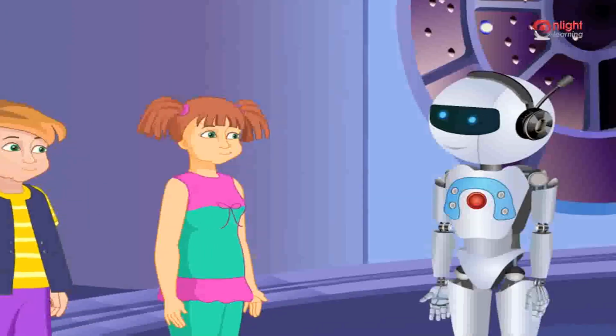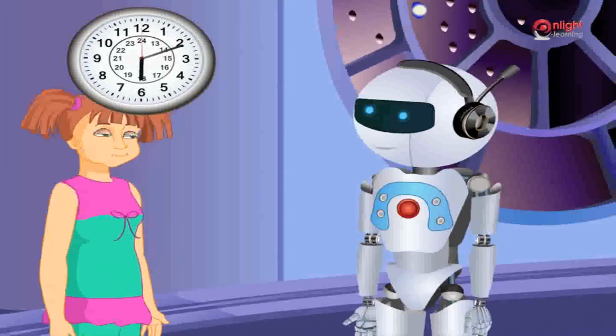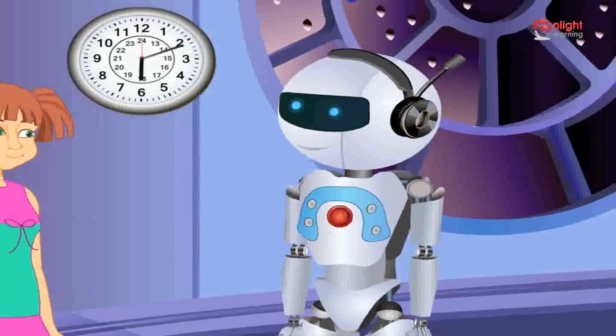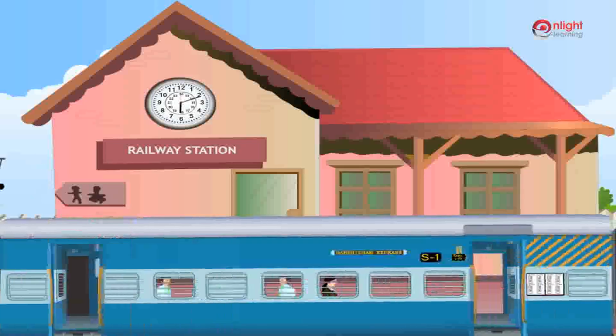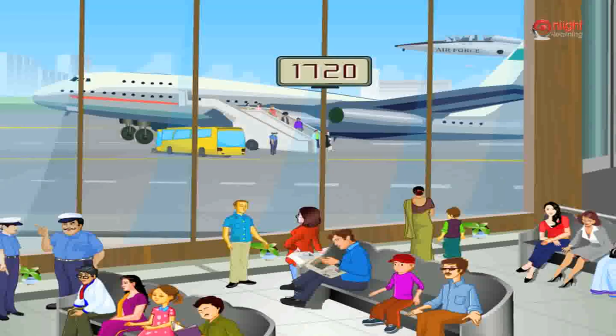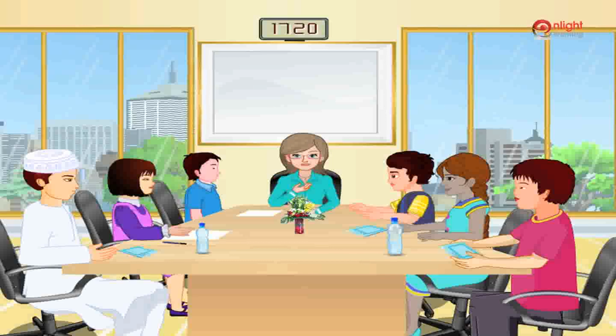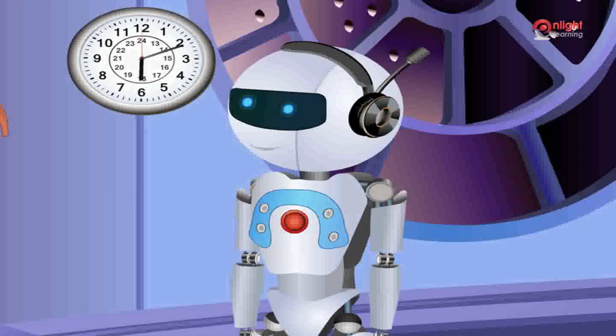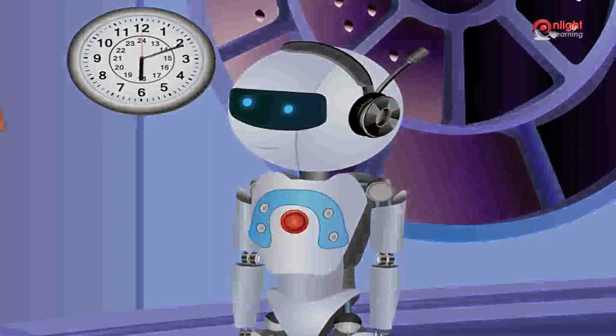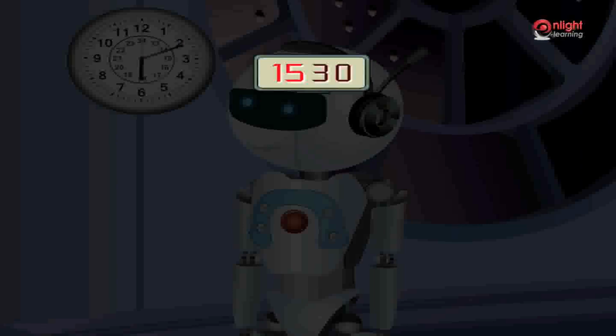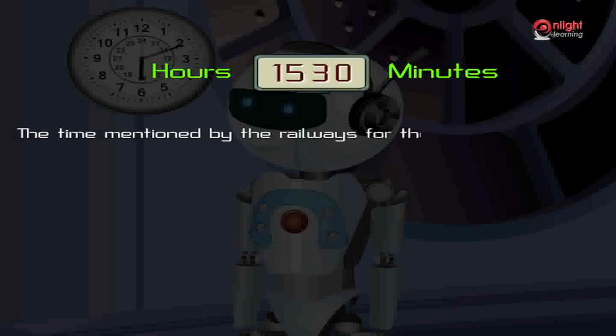We have already learnt about the 24-hour clock in the previous classes. Let us quickly review the concept of the 24-hour clock. The railways, airlines and many other organizations work for 24 hours. Hence, a day and night clock, that is 24-hour clock, is used at these places. The first 2 digits on the left are for the hours and the 2 digits on the right are for the minutes. There is no dot separating the 4 digits. For example, the time mentioned by the railways for the arrival of a train is given as 15:30.